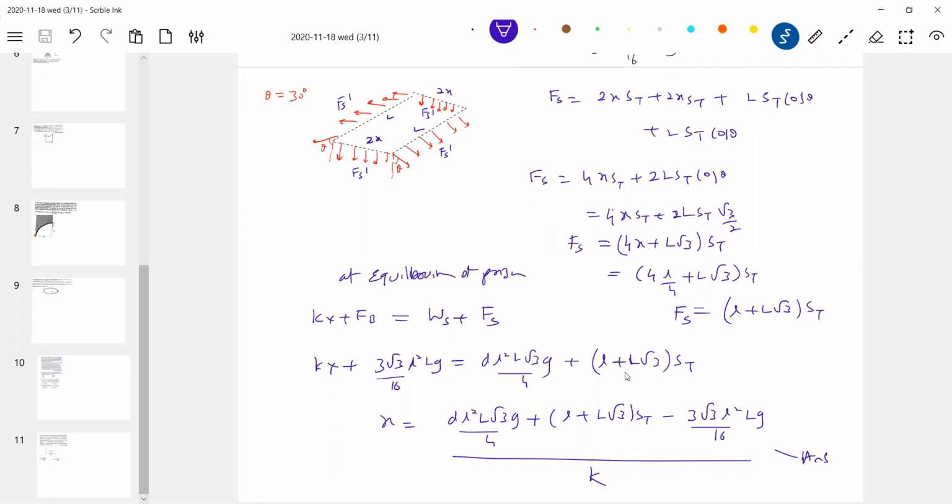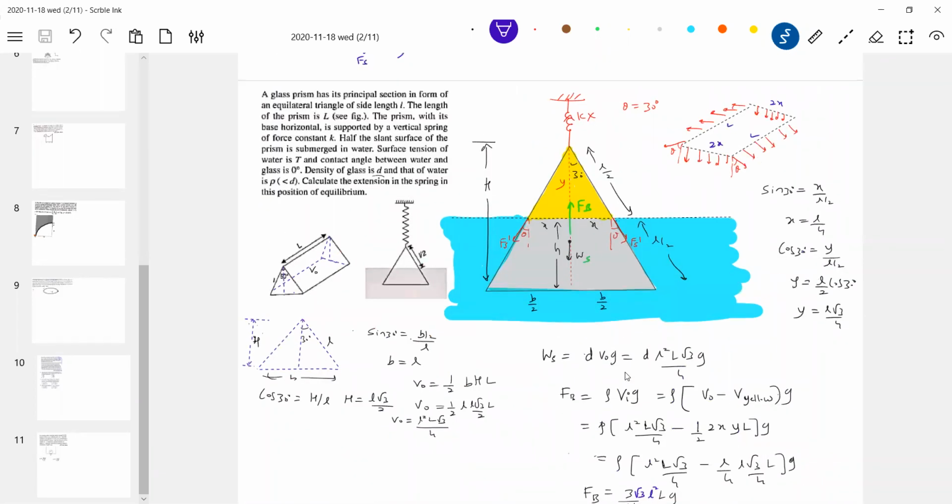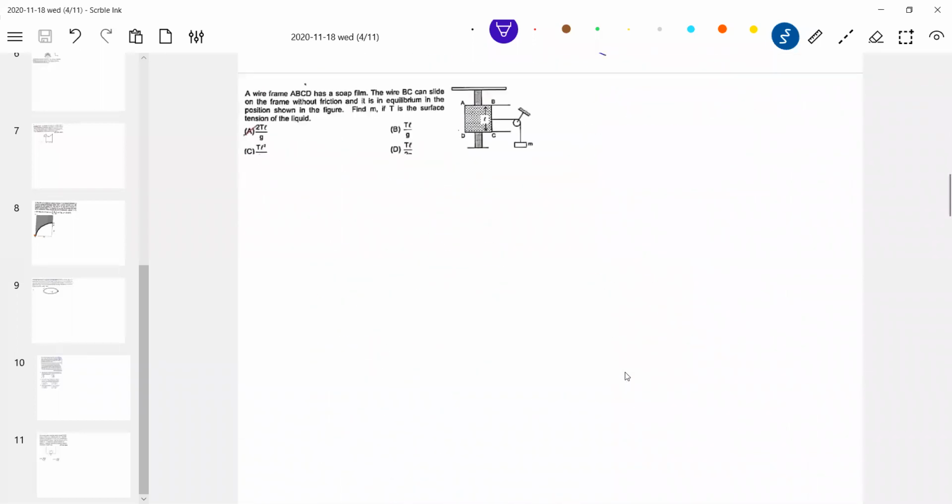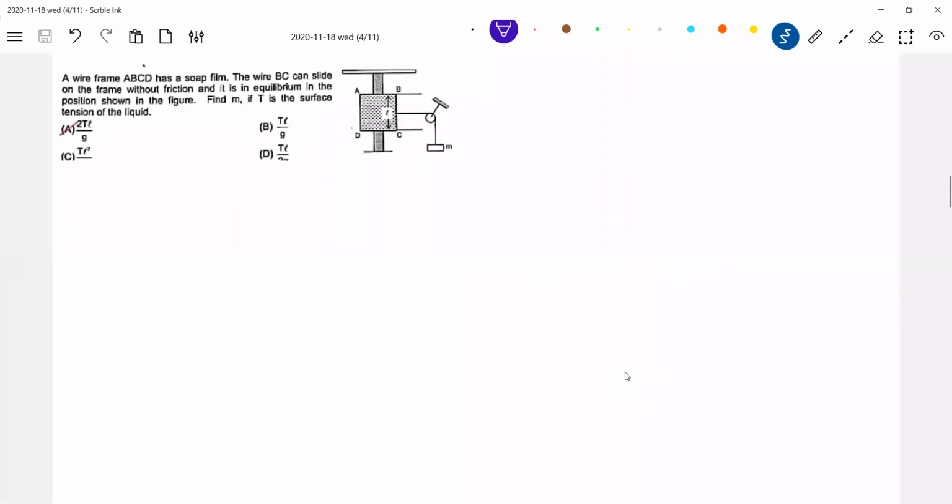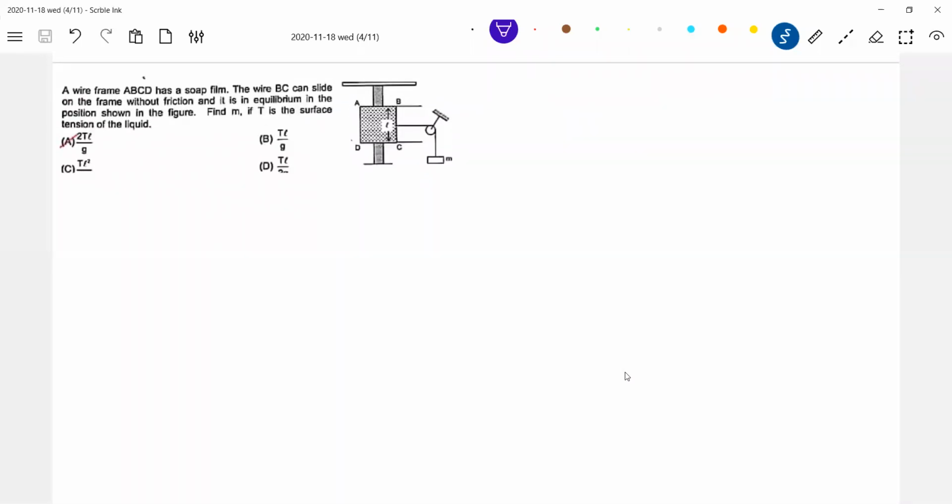I'll go for the next problem. That's what we did here. Now slowly we are going for the application part. Where is the film? Film is this one.